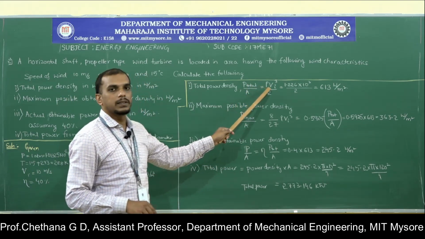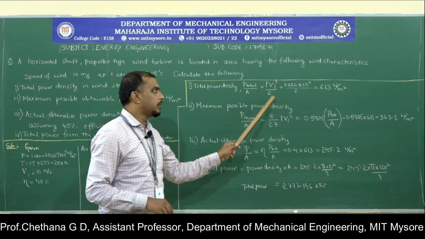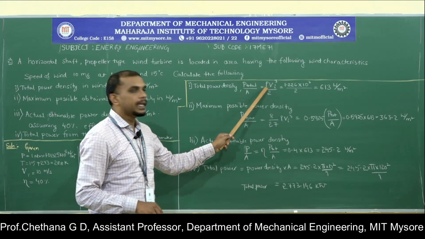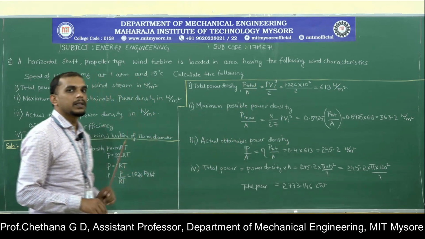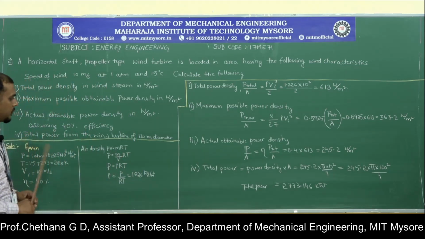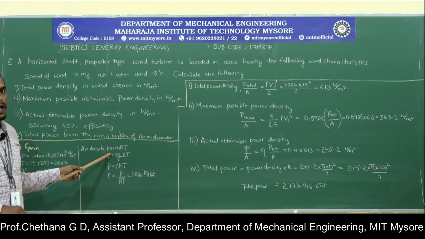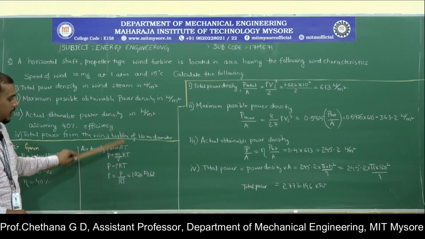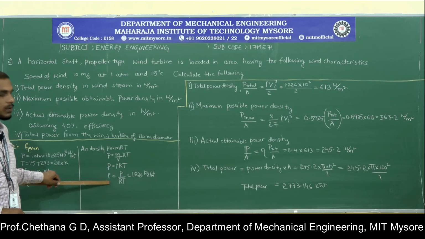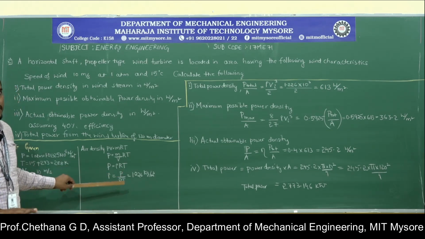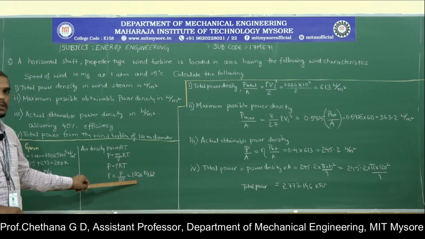P total by area is equal to rho Vi cube by 2, where rho is the density of air, which is not given to us directly. So how should we calculate it? In order to calculate the density, we need to use the ideal gas equation. We need not write all these steps. If you remember, rho is equal to P by RT, that is sufficient to calculate this value.